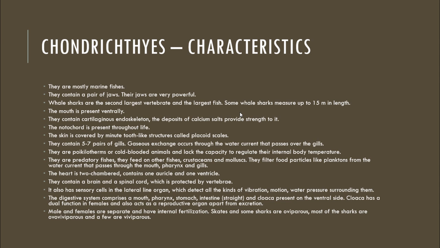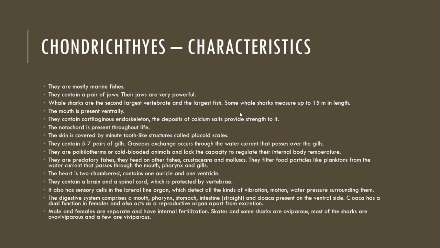That's the definition for being poikilothermic. They could not what? Regulate their internal body temperature. The heart is two-chambered in fishes, but just generally in Pisces, they have a two-chambered heart, one ventricle and one auricle. They contain a brain and a spinal cord, which is protected by vertebrae.